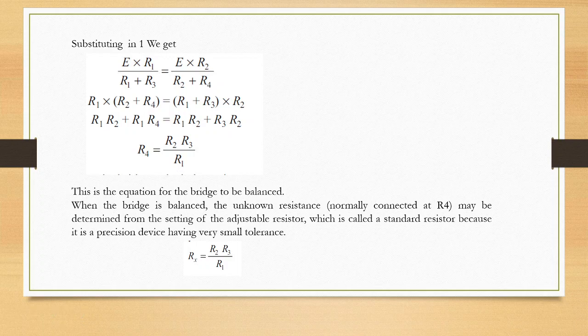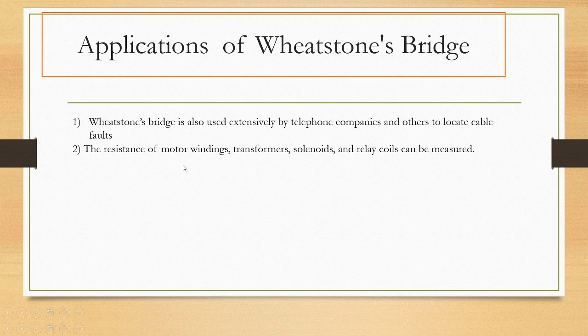So from this equation, we can say that Wheatstone bridge can be used to find an unknown resistance. If I say R4 is the unknown resistance, I can calculate it using R2, R3 and R1. Applications of Wheatstone bridge are in telephone companies for locating cable faults. It is also used for measuring motor windings, transformers, solenoids and relay coil resistances.